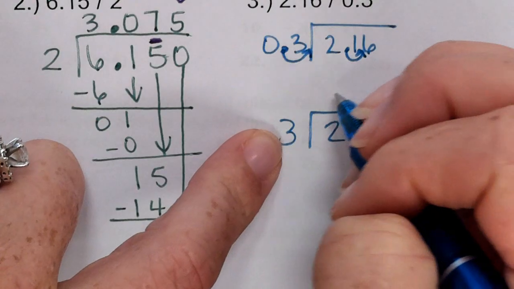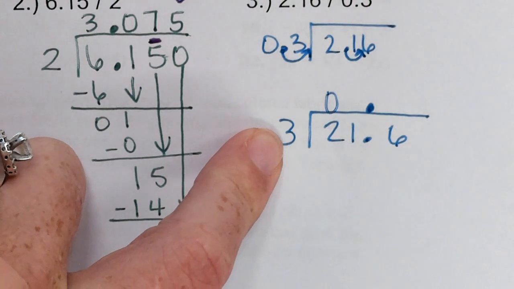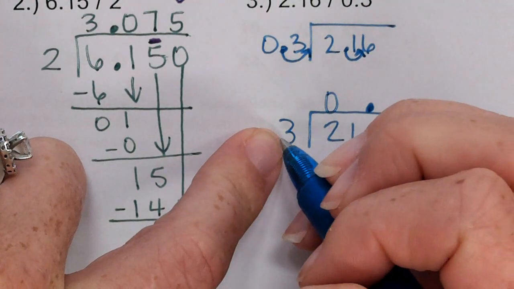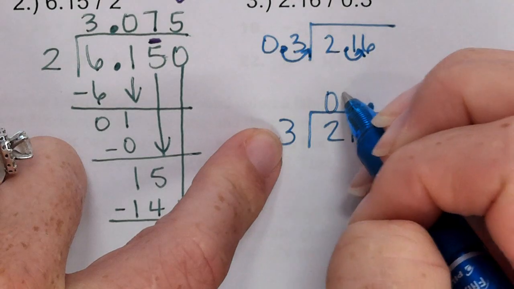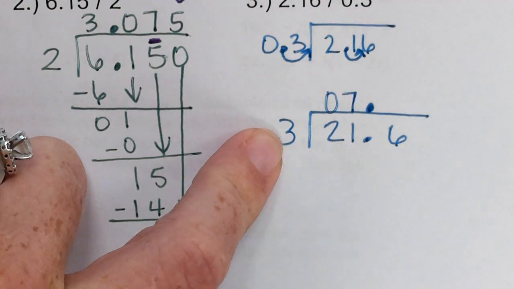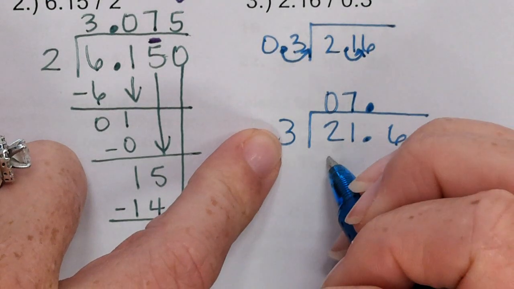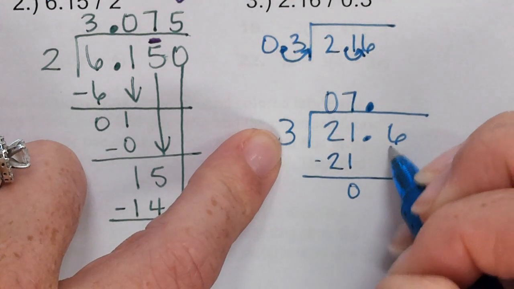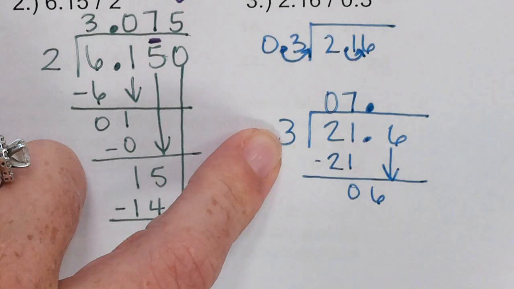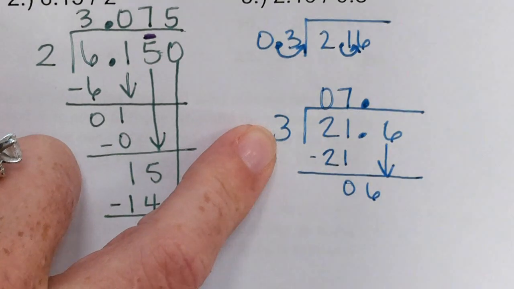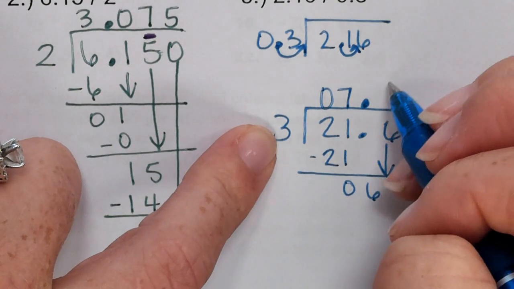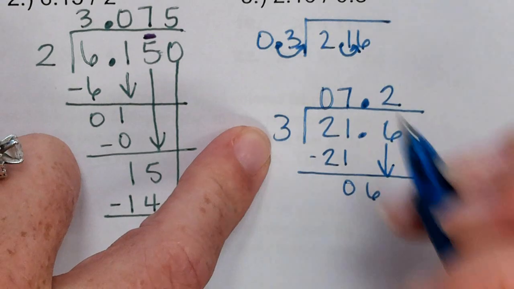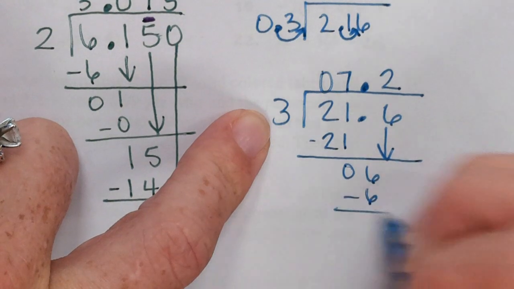So I put a placeholder. But 3 goes into 21 7 times. 7 times 3 is 21, and I subtract, and it zeroes out, and I bring my 6 down. 3 goes into 6 exactly 2 times, and 2 times 3 is 6, and then it zeroes out.